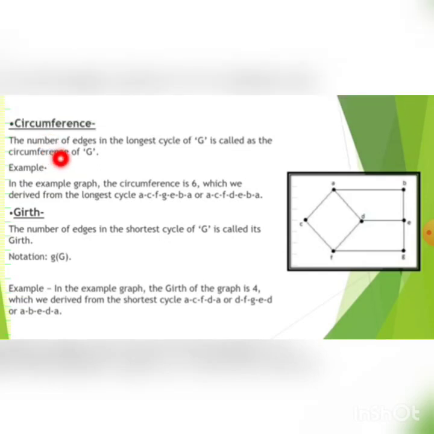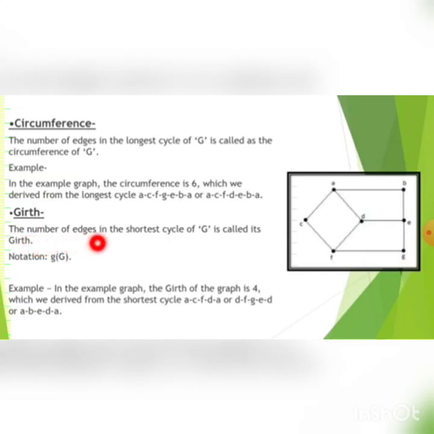Circumference. The number of edges in the longest cycle of G is called the circumference of G. For example, in the graph, the circumference is 6. Here in this graph, the circumference is 6, which we derived from the longest cycle A to C to F to G to E to B and then A, or A to C to F to D to E to B to A.